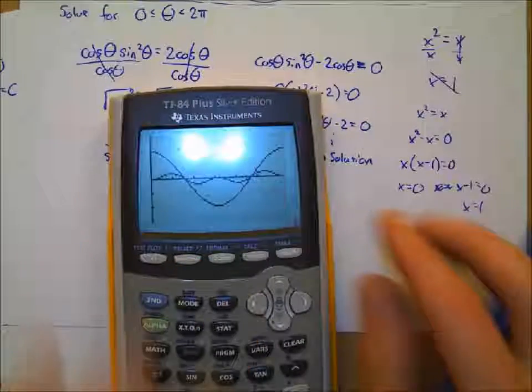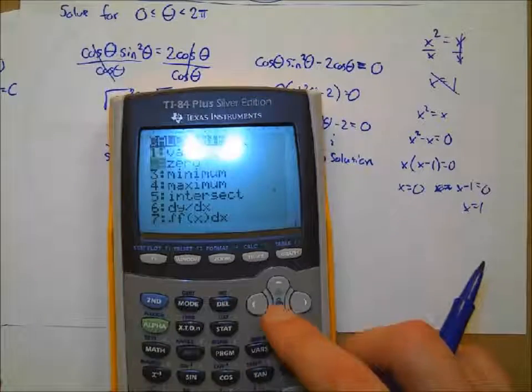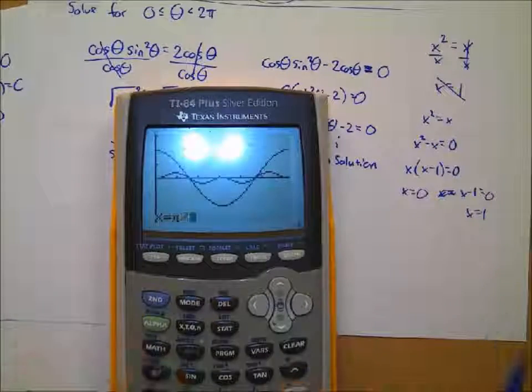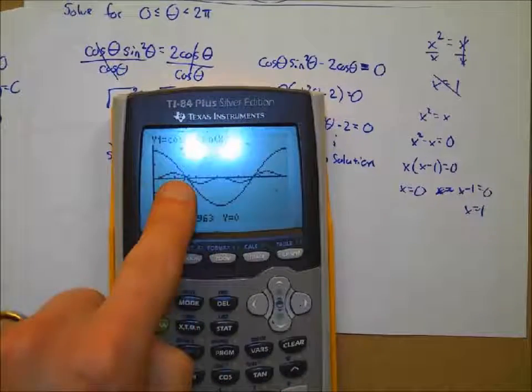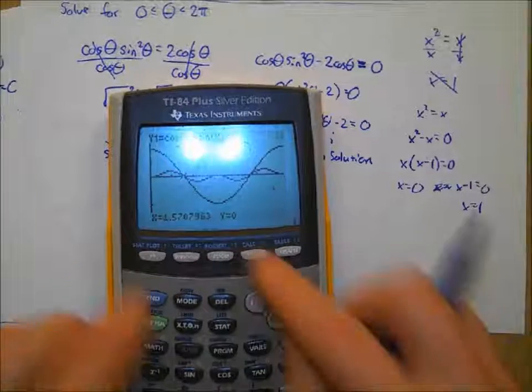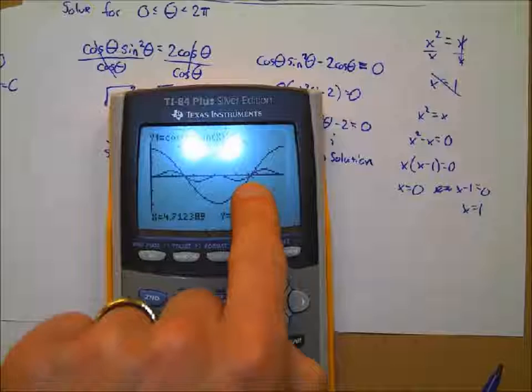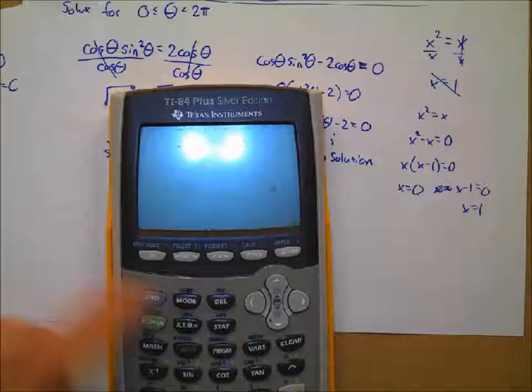So second trace, intersect. Actually, you know what, I'll just do this. Second trace, I'll do value. So pi over 2, and look where that ends up, right there at that point of intersection, right? Second trace value, 3 pi over 2, and what do you know? There's the other point of intersection there, okay?